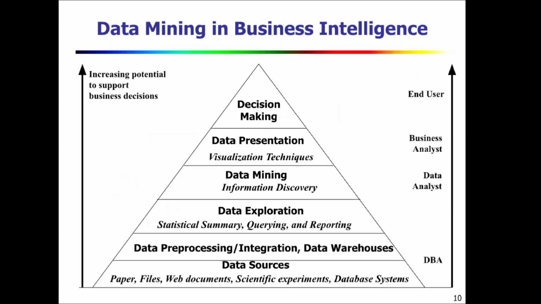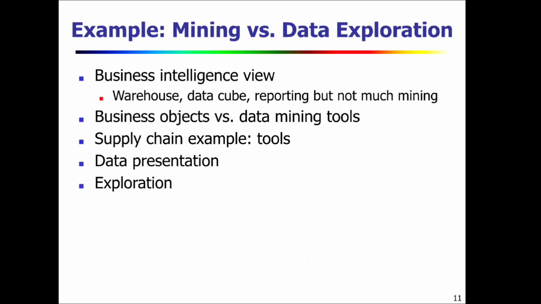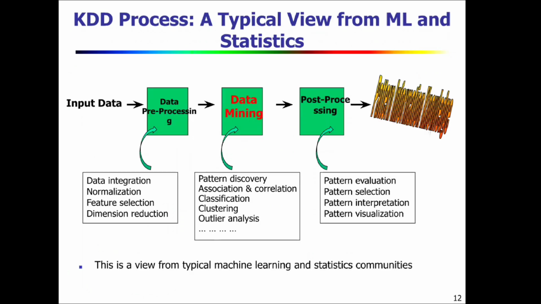So data mining increases the potential to support business decisions. Whatever automation is happening in AI is because of the decision making capability of machines. And how do machines become capable of making decisions? It is because of data mining. Then mining versus data exploration: the business intelligence view has warehouse, data cube, reporting but not much mining, business objects versus data mining tools, supply chain examples, data presentation and exploration. The KDD process can be represented in a typical view like data pre-processing, data mining and post-processing.